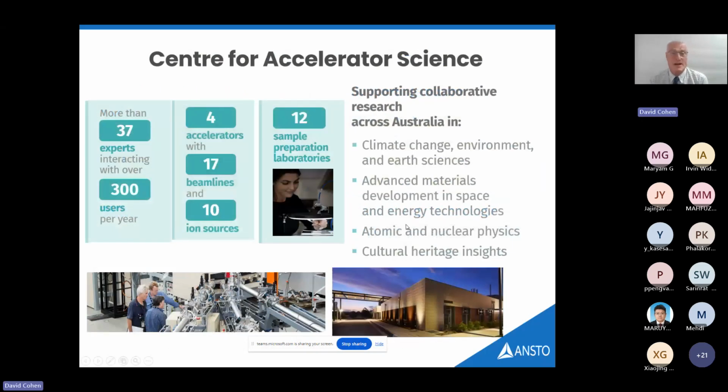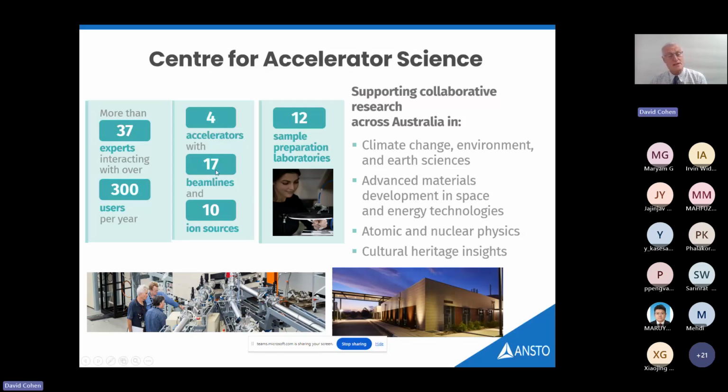And I give you here a bit of an idea at the Centre for Accelerator Science at ANSTO. To run these 4 machines, we have 37 staff who are experts, ranging from technical experts to research and scientific experts. In any one year, we have over 300 users come in from 37 universities around Australia, and people come in internationally. Industry comes in, and various research organizations come in as well. The 4 accelerators I've described to you now, if you look at them, they have 17 high energy beam lines and 10 ion sources. So that's quite a lot of facilities that we can run.